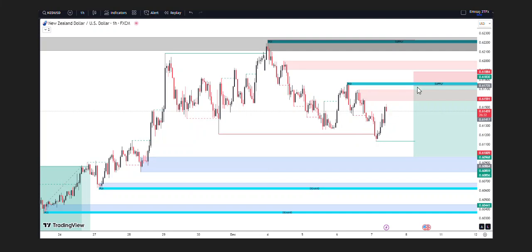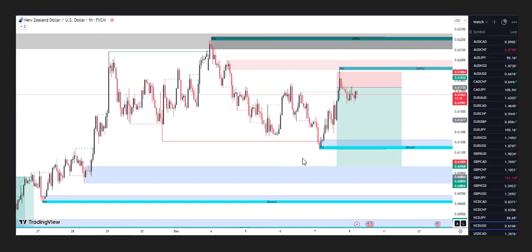I was waiting for price to pull back, then create a liquidity level, takes out the liquidity level, then I take my entry, right? So this is what happened.